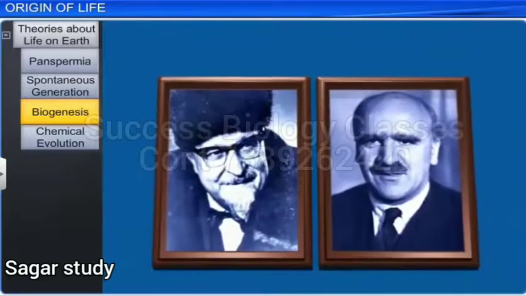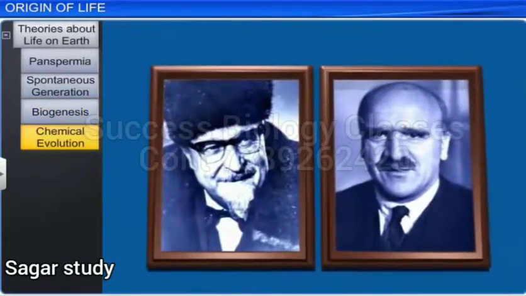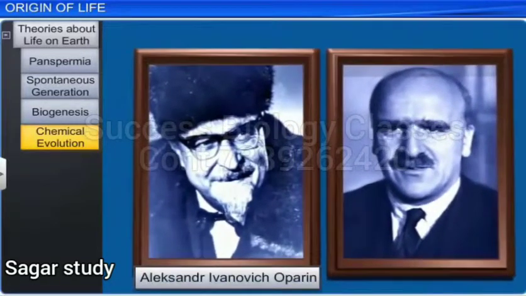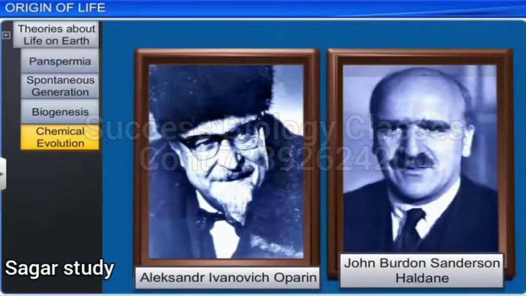Another theory, called the theory of chemical evolution, was expounded by Russian scientist Alexander Ivanovich Oparin and British scientist John Burdon Sanderson Haldane.